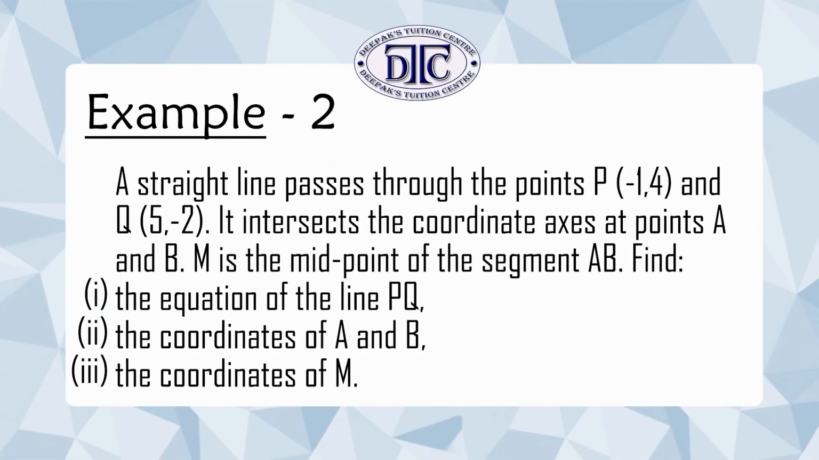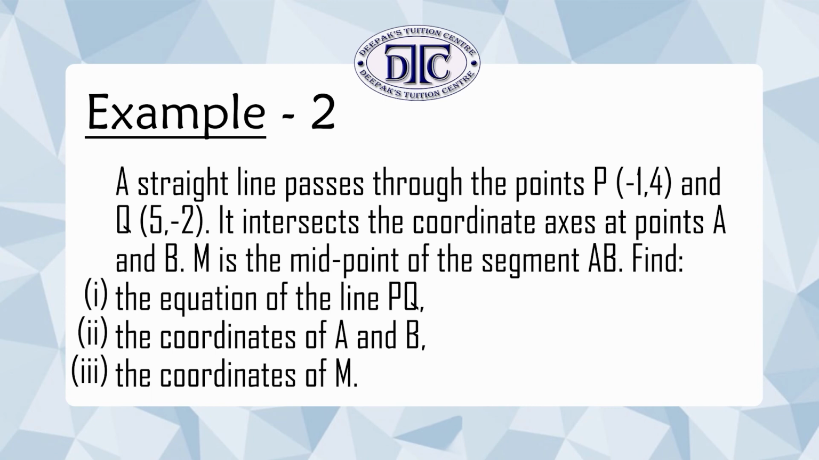A straight line passes through the points P(-1, 4) and Q(5, -2). It intersects the coordinate axes at points A and B. M is the midpoint of the segment AB. Find subpart 1, the equation of the line PQ; subpart 2, the coordinates of A and B; subpart 3, the coordinates of M.